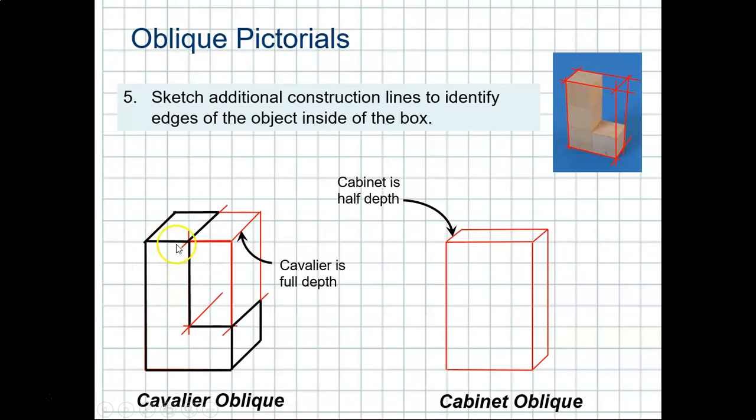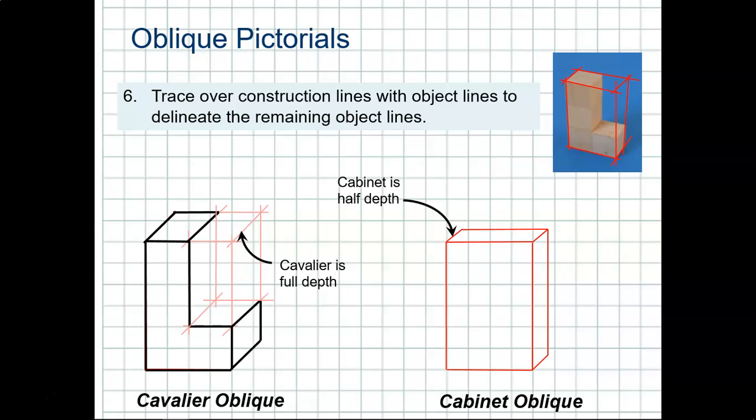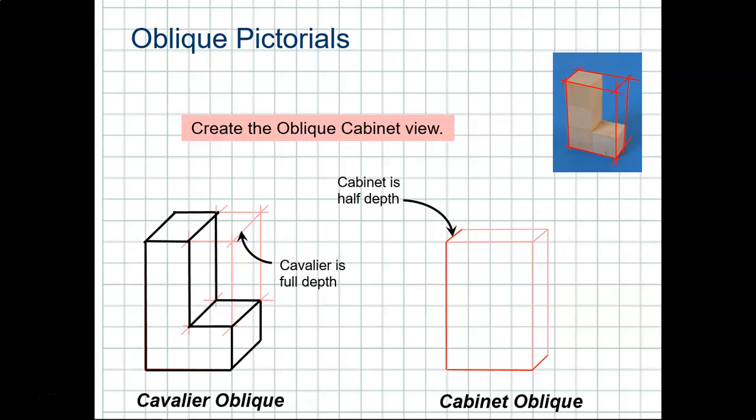Notice how all these lines right here, all these depth lines, are all 45-degree angles. So the heights are on the y-axis, the widths are on the x-axis, and all the depths are from corner to corner at 45-degree angles. Very different than isometrics, which were at 30 degrees in both directions. So all your depth lines are going at 45, and then you are darkening in your object lines.